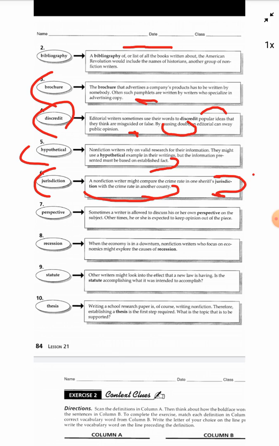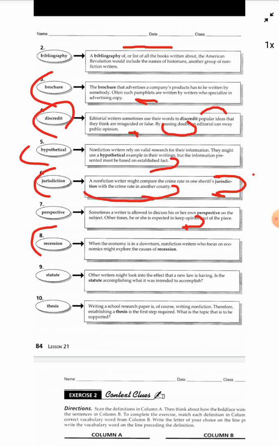Perspective. Some writers are allowed to discuss his or her opinion, his or her own perspective on the subject. Other times, he or she is expected to keep what? To keep my perspective, which means opinion. Okay, so point of view or opinion. Sometimes I'm allowed to, and sometimes I have to keep it to myself. So there is a synonym, opinion. So perspective here means opinion.